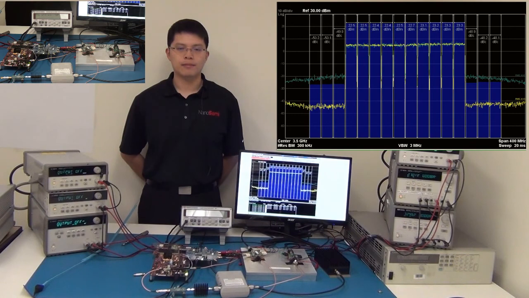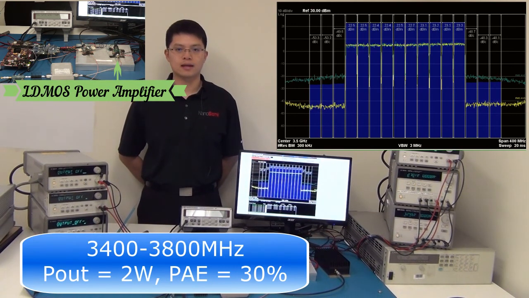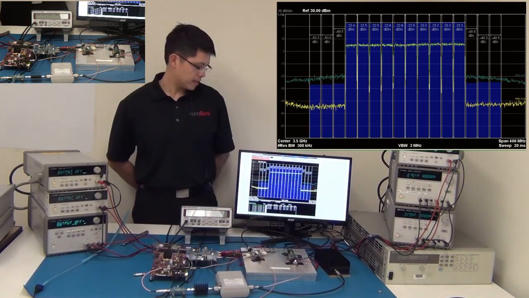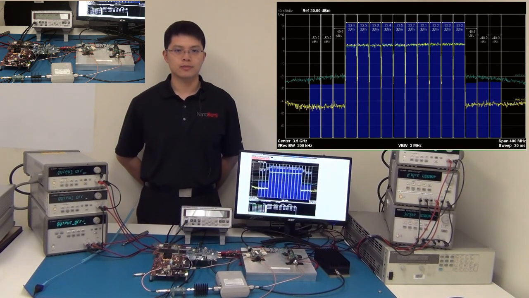The second power amplifier is an integrated two-stage wideband symmetric Doherty from 3400 MHz to 3800 MHz. The linear gain is at least 25 dB with a power efficiency around 30% at 2 watts average output power. We begin the testing by looking at 3 different 200 MHz carrier aggregations.